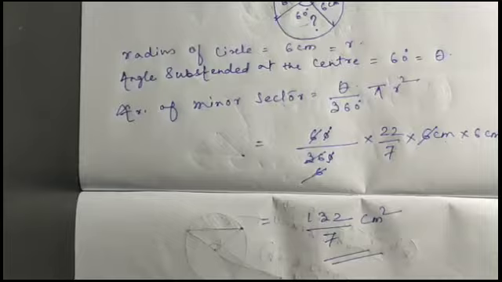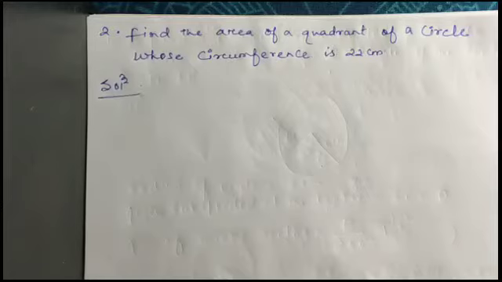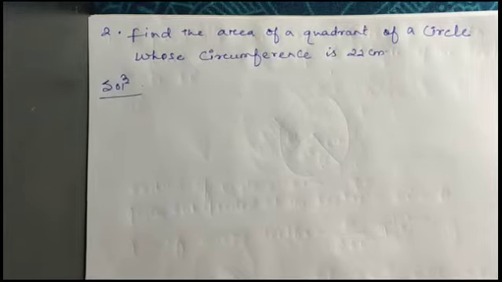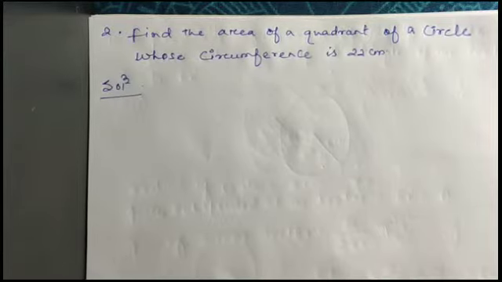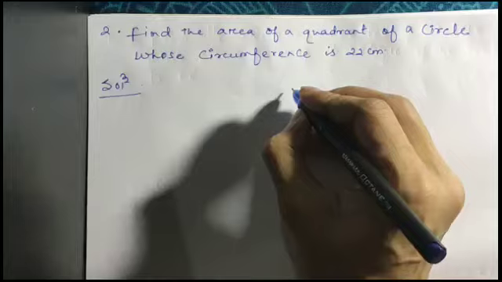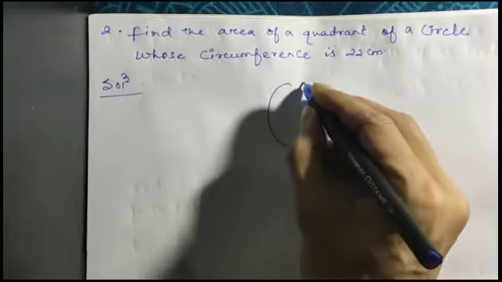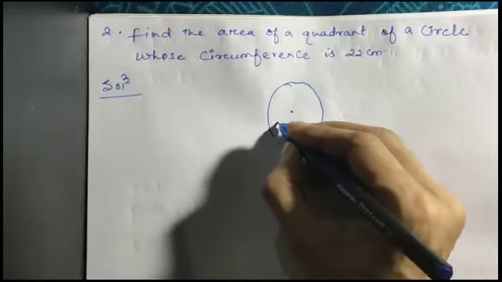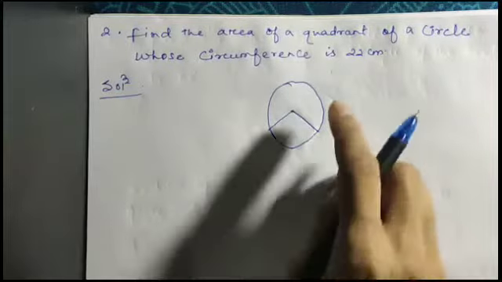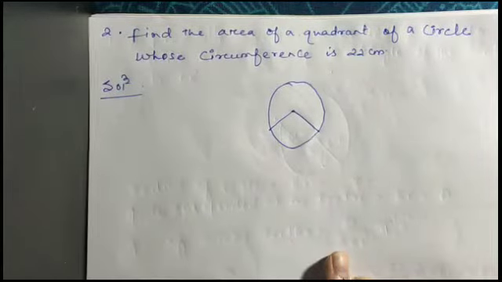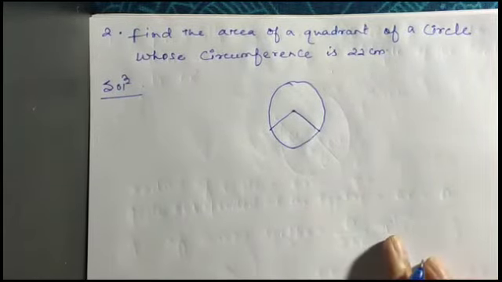Let's see the next question. Okay, see here what the question says. Find the area of a quadrant of a circle whose circumference is 22 centimeter. This is the circle, center, this is the radius, this is the radius. Here the radius is not given and the angle is also not given directly.